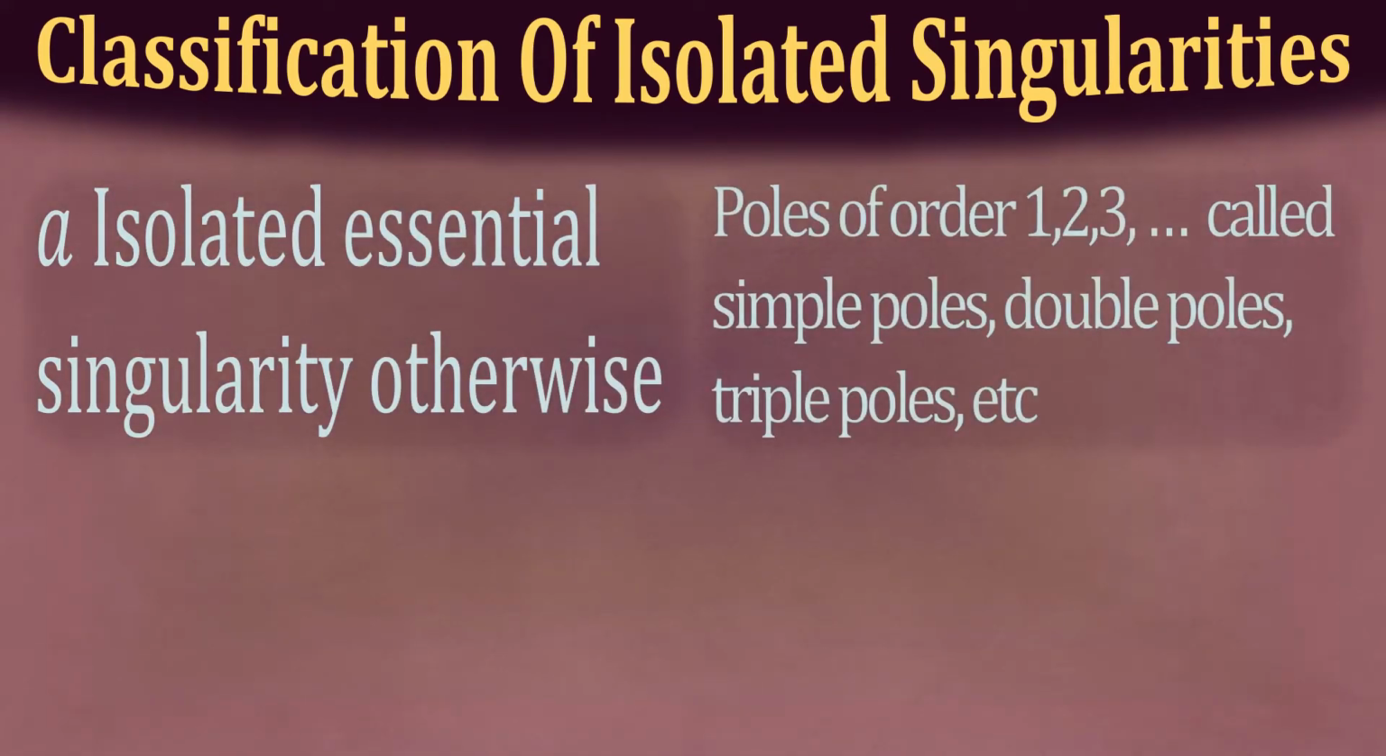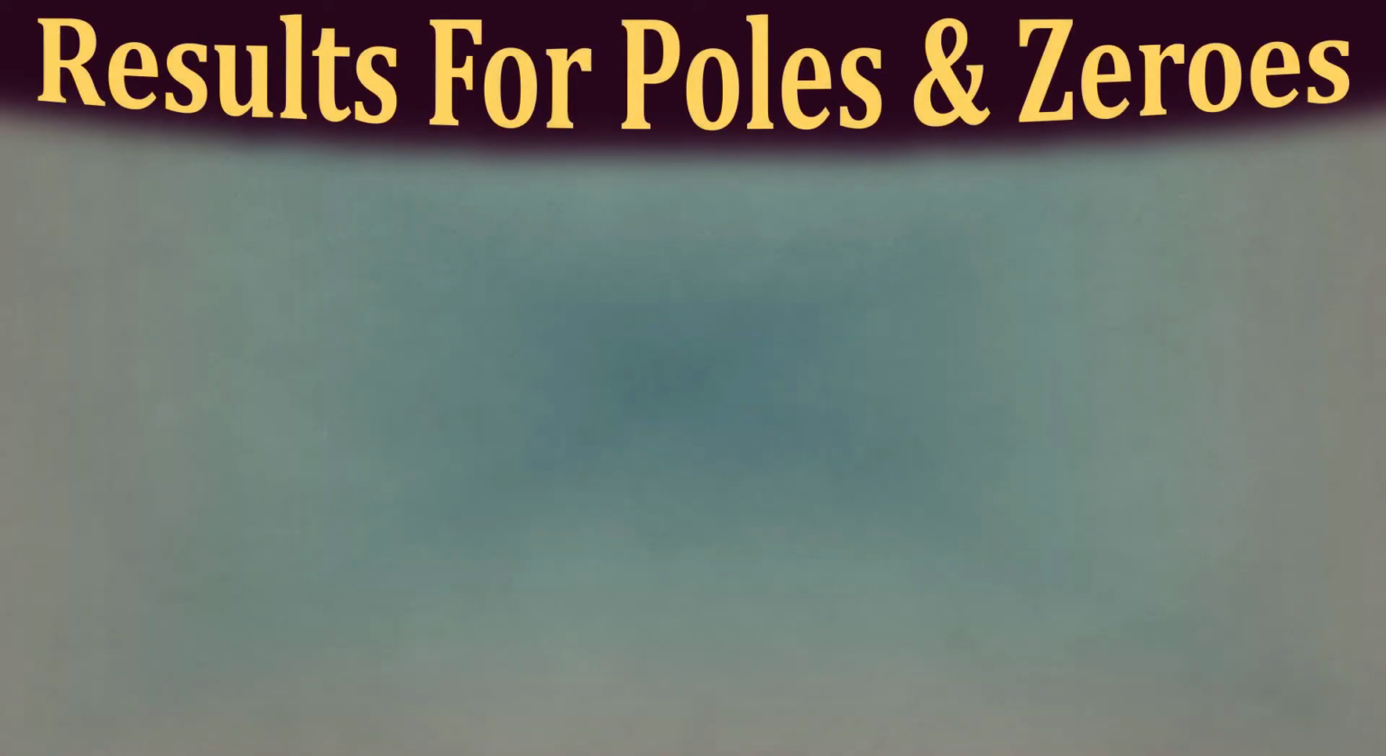The poles of order 1, 2, 3, etc. are called simple poles, double poles, triple poles, etc. Now, let's give the results for poles and zeros.